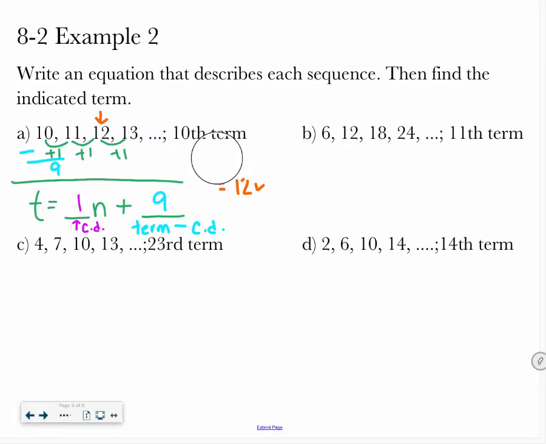So let's erase this, and let's find our 10th term like we were asked to. So I have t equals, instead of n, I'm going to write 10, plus 9. So t equals 19. So my 10th term is 19.